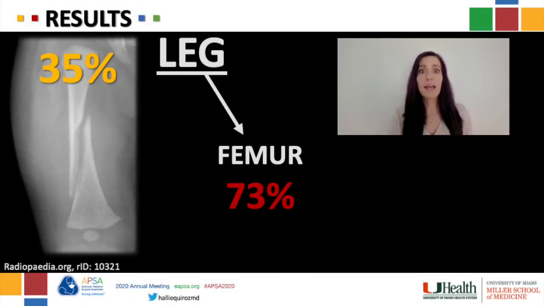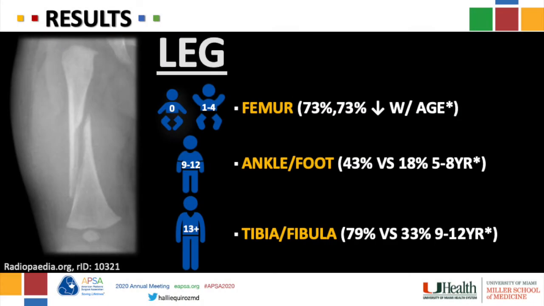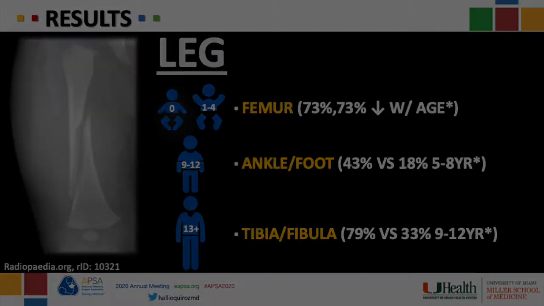35% of the cohort had lower extremity fractures, with 73% of these being femur fractures. Femur fractures had the highest rates in infants and toddlers, while decreasing substantially in incidence with the child's age. Ankle and foot fractures were seen in children 9 to 12 years of age, although these were more rare fractures overall. Adolescents had the highest rates of tibia-fibula fractures when compared to other age groups.